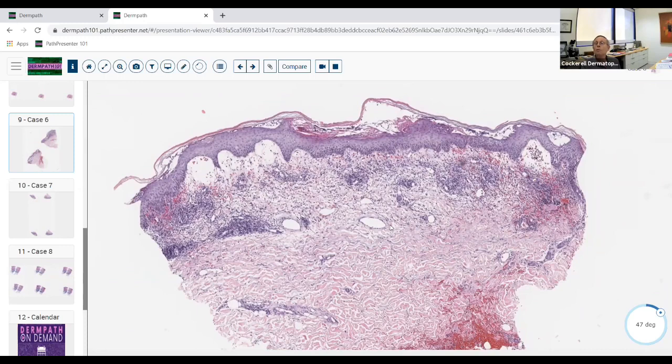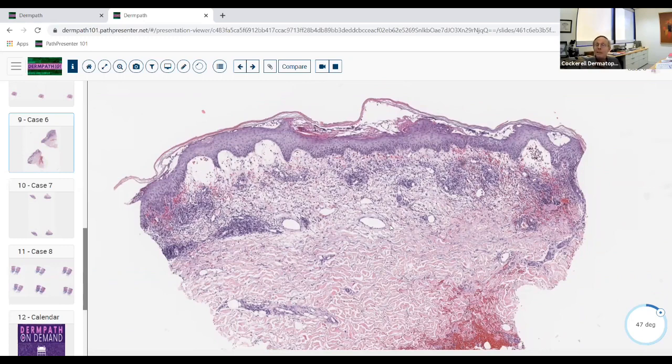So just remember that we're talking about an end-stage reaction that can occur from a lot of different approaches. And yes, I do want you to at least rule out the immunobullous disease when people come in with blisters, but there are lots of other settings where people get blisters as well.